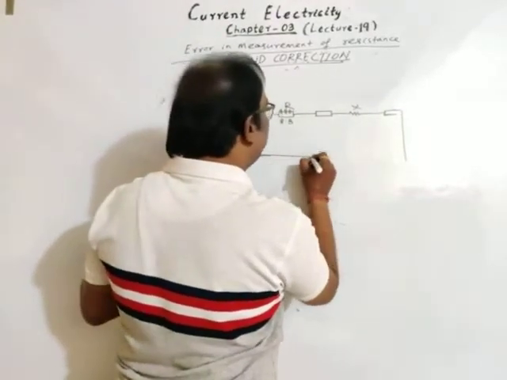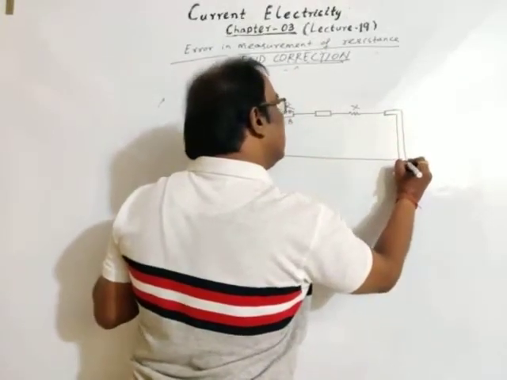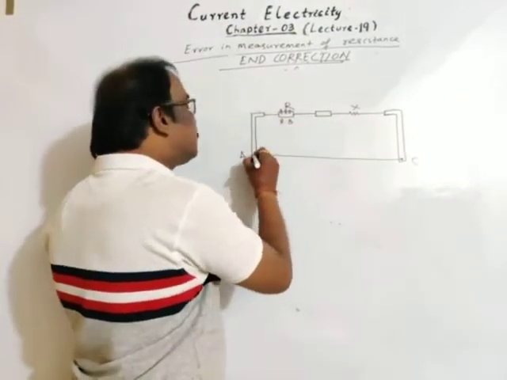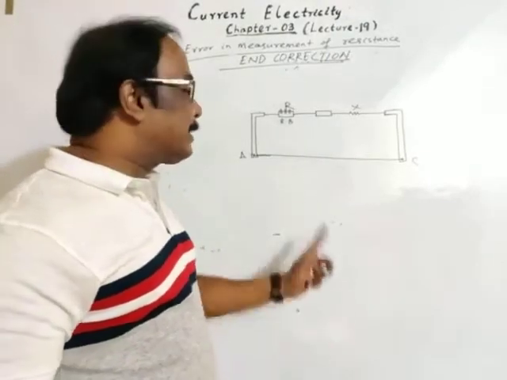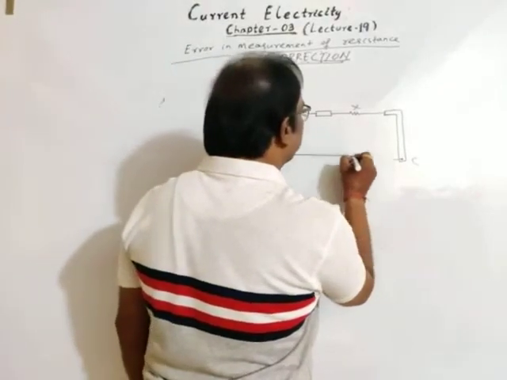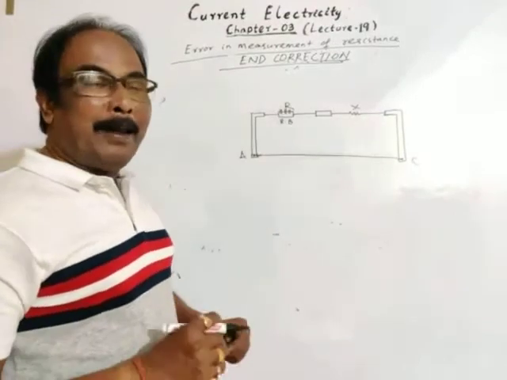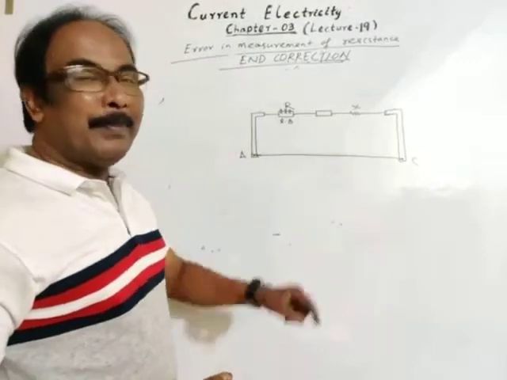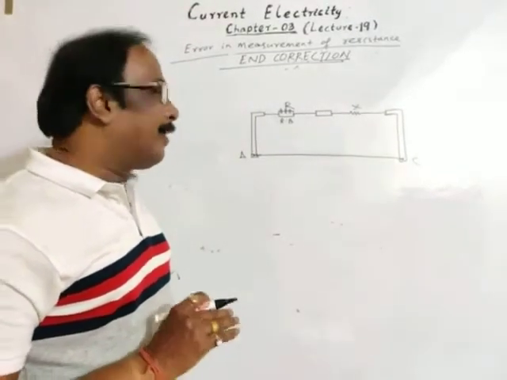This is the uniform wire of uniform cross section connected between A and C. This point is C, this point is A. This is a wire of uniform cross section. As we have discussed, this wire is made up of manganese or constantan, which means this wire is practically independent of small variation of temperature. So we can use it as a standard resistance by taking manganese or constantan.